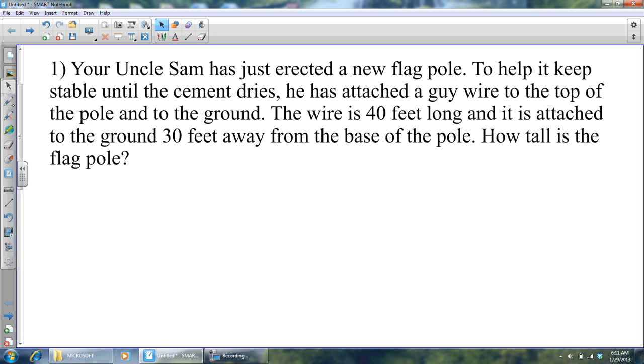Your Uncle Sam has just erected a new flagpole. To help keep it stable until the cement dries, he's attached a guy wire to the top of the pole and to the ground. The wire is 40 feet long, and it is attached to the ground 30 feet away from the base of the pole. How tall is the flagpole?